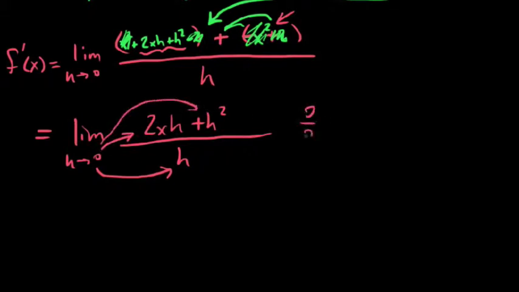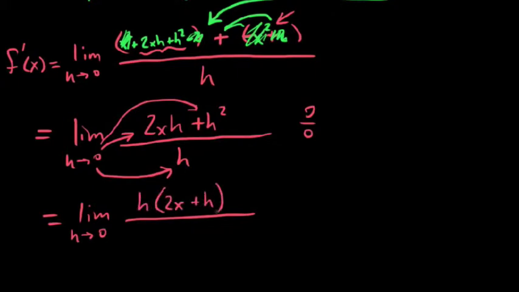We say 0 over 0 is no good, no bueno. So we're going to factor an h out of the top, and now we get this new expression, the limit as h goes to 0 of this. So we have h factored out. What is left is 2x plus h all over h, and now our h's cancel, and we're finally left with this expression that we can evaluate because we've removed the discontinuity.